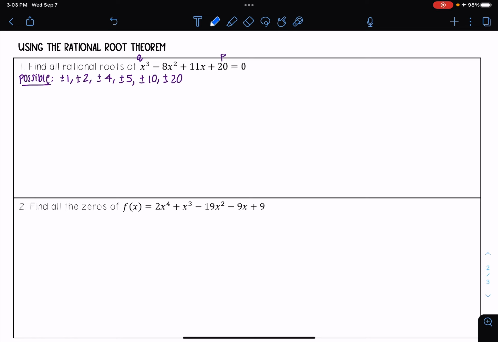I like to just go in order, so I'm going to go ahead and test 1. And I'm going to do synthetic division. So I need my coefficients. My coefficients across here are 1, negative 8, 11, and 20. And I'm going to do synthetic division, and I'm looking for this remainder to be 0, because then that would mean that 1 is a root of this polynomial.